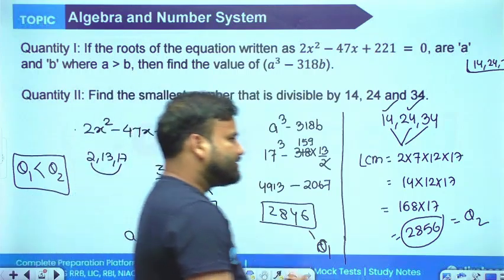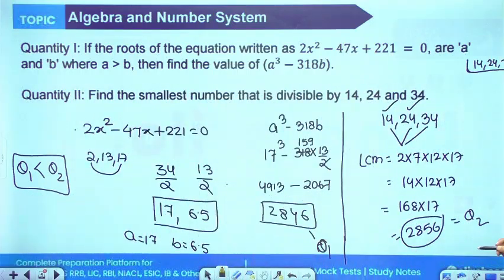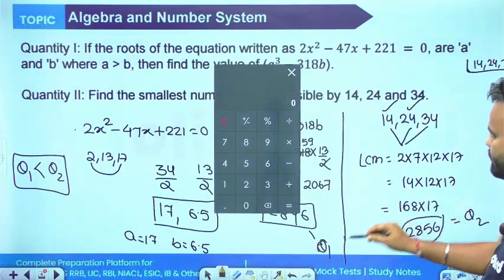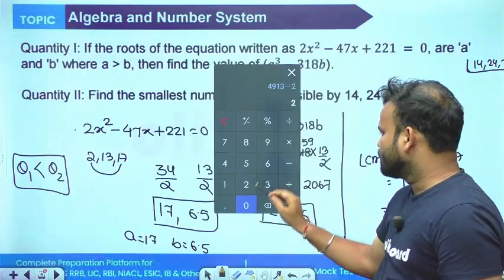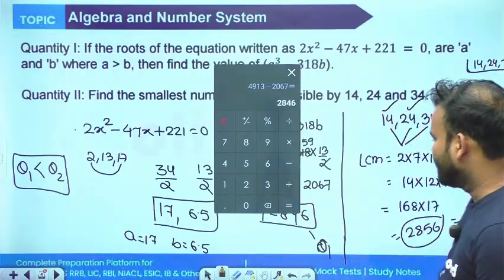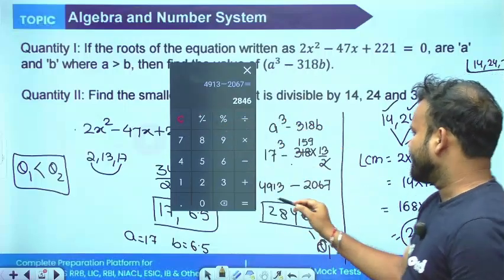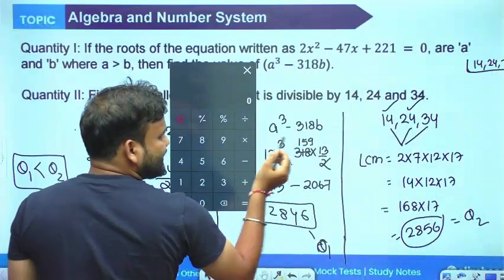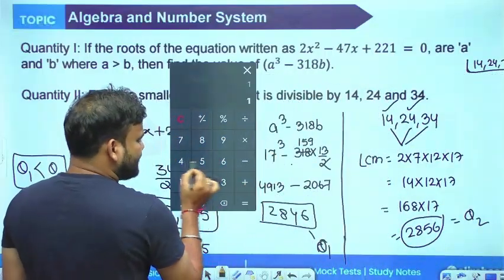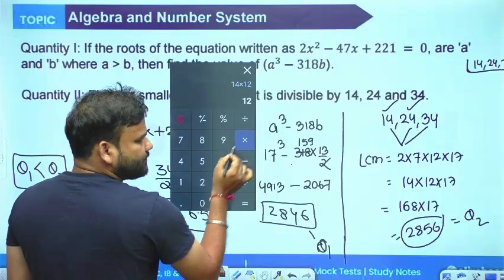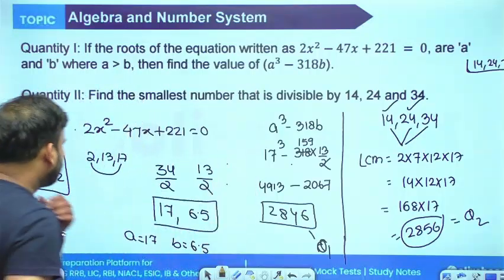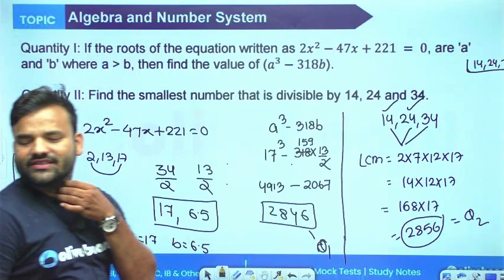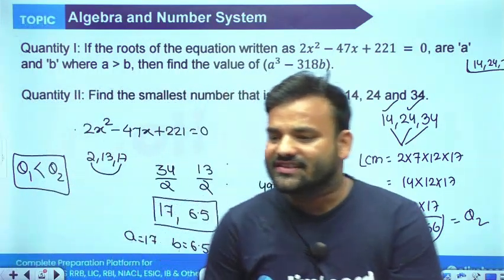Is it clear? Let's check the calculation part in case I'm wrong. 4913 minus 2067 is 2846. Yes, we are correct over here. And what about the LCM of these three numbers? 14 multiplied by 12 multiplied by 17 equals 2856. Absolutely correct. So Q1 is less as compared to Q2. Is it clear? Comment, officers, is it clear?